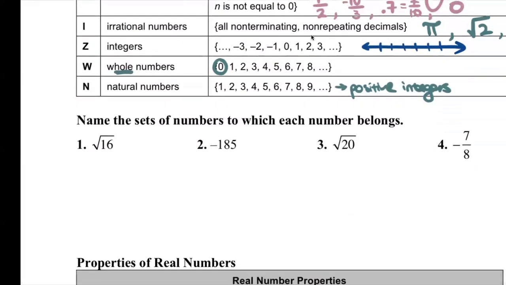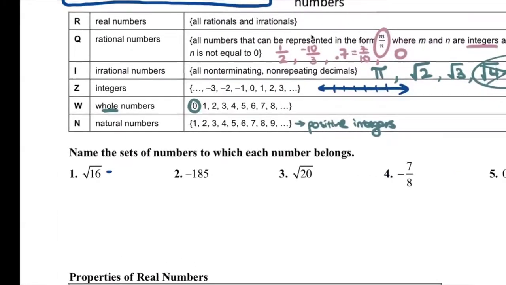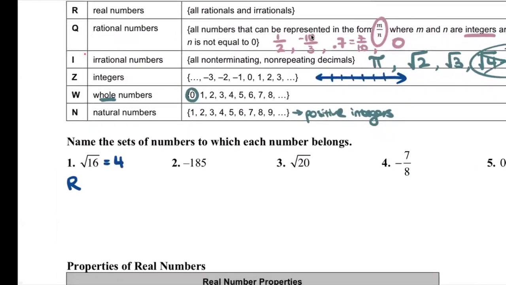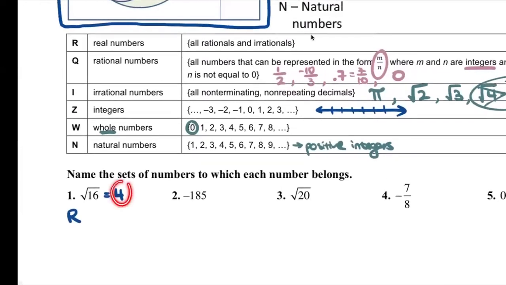Here we go. Number 1, I have rad 16. So rad 16 I know is equal to 4. The first thing I know is it's definitely a real number. Most numbers are real numbers, so we're just going to start there with R. Then I'm going to go under that, and I'm going to think rational or irrational. It's either one or the other. 4 I can write as a fraction, right? 4 over 1. So I'm going to call that a rational number. I know it's not irrational because I already discovered that it's rational.